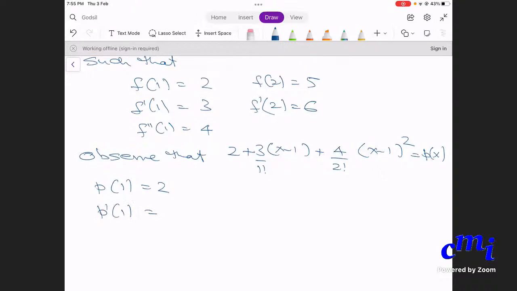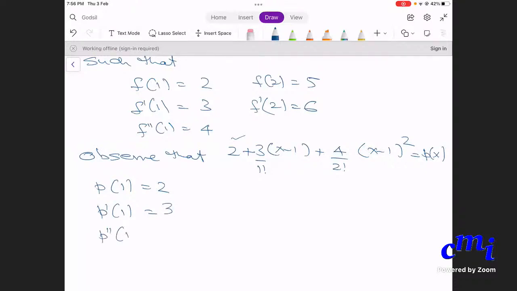To get P dash 1, you have to take the derivative. So when you take the derivative, this term will go away. And when you take the derivative of this, you just get 3, right? And this term will give something times x minus 1. So when you substitute 1, that term also will go away. So P dash 1 is 3.